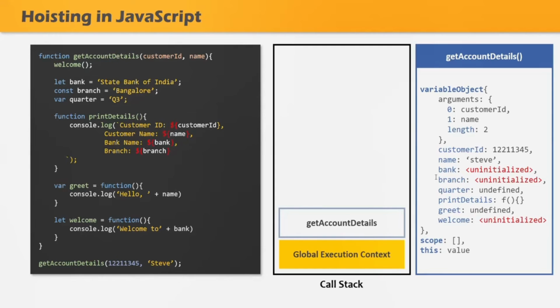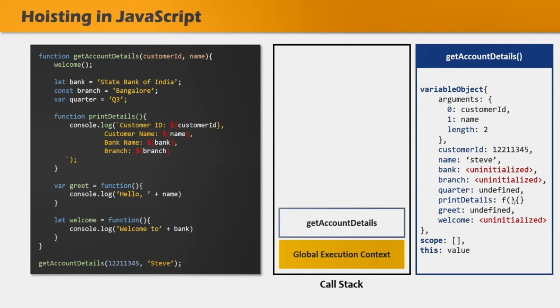During the creation phase of an execution context, the code is scanned for function declarations, and for each function, a property is created in the variable object, and that gets assigned with that function definition. For example, inside this get account details function, we have this function declaration called print detail. So a property with this name is created in the variable object, as you can see, and that is assigned with a pointer to that function definition.